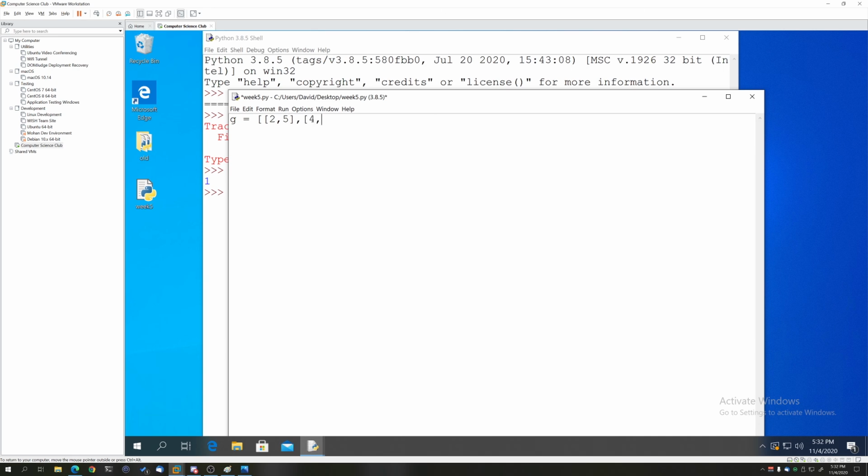Then for 2, we just have vertex 4. Then after for 3, we have 6, 3, and 0. Sorry, 6, 3, and 1. 6, 4, and 1. And then after for number 4, we have just a 3. And then for 5, we just have a 1. And then for number 6, we have a 3 and a 1 here.